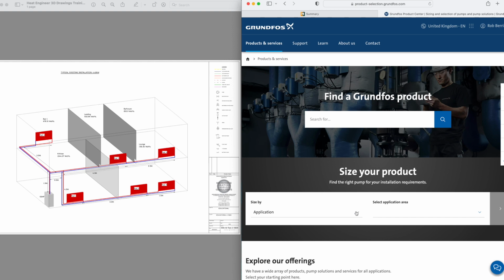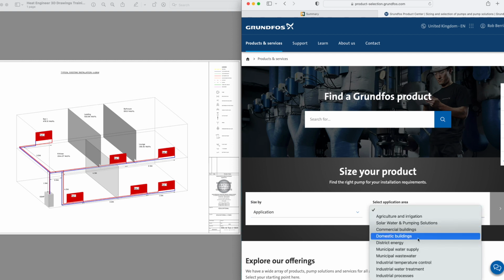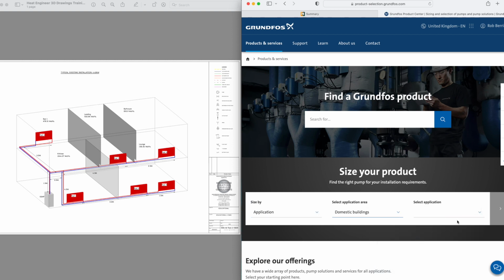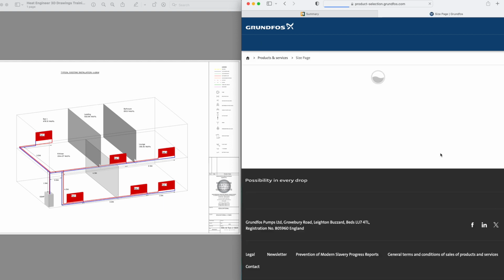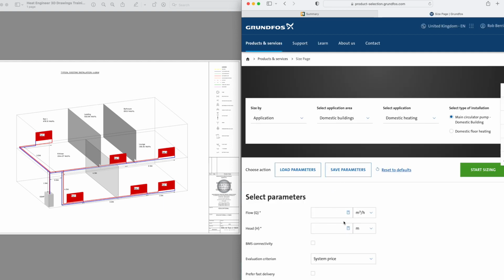So we're looking at our application. We're looking at domestic buildings with this one, and we're looking at our domestic heating. So we now have got our basic parameters that are stuck in. We're looking for the main circulator pump for the domestic building. So we click on that, and we now get our parameters that we've got to set in.